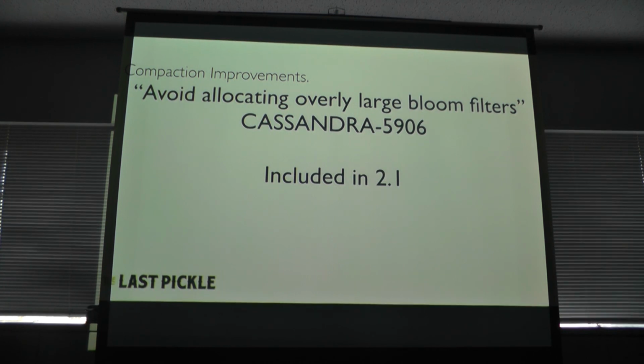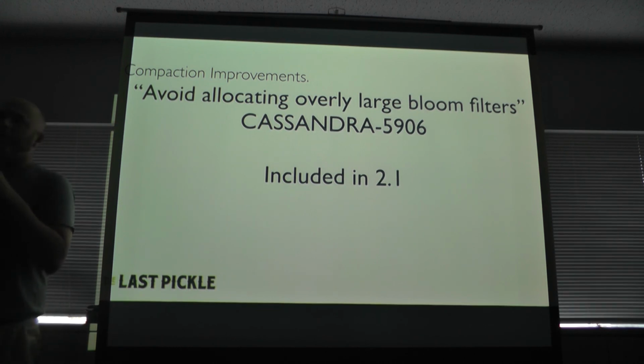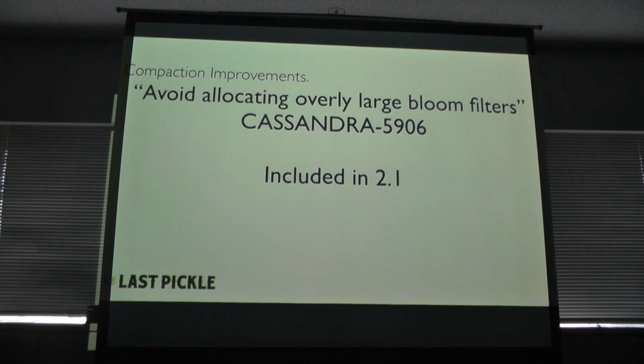Now, when compaction does its work and it takes 4 files and merges them into one, as Jonathan said this morning, we previously assumed that if each of those 4 files had 1 million rows, the output file would have 4 million rows. And so the bloom filter was then allocated appropriately to hold 4 million rows. The work in Cassandra 5906 to use HyperLogLog makes it easier for us to allocate the appropriate bloom filter size. And so this should also see a reduction in memory.